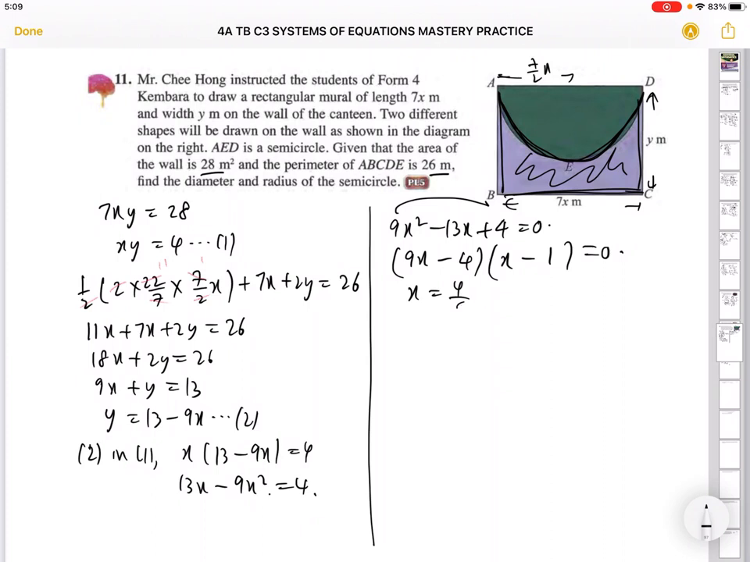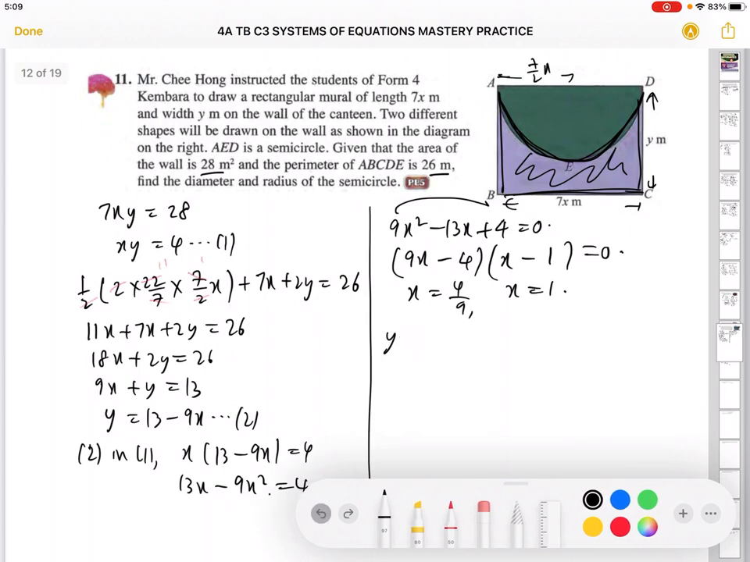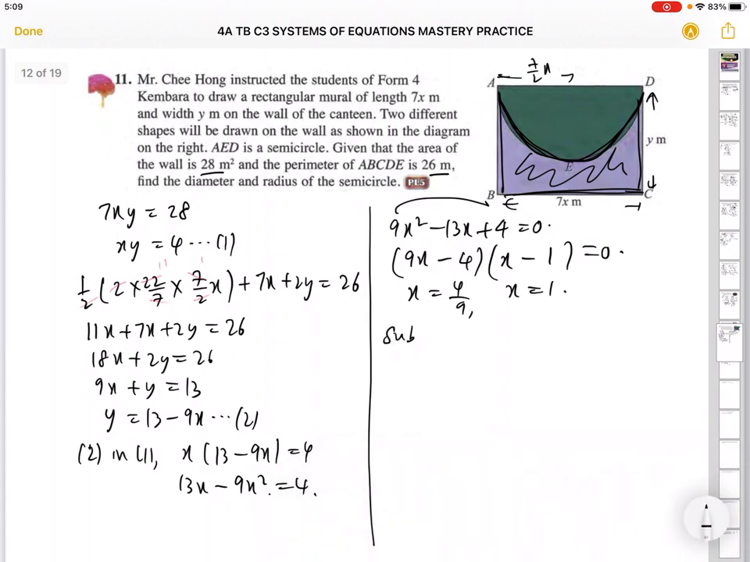You sub inside the equation. Okay, I'm going to sub inside equation 1, I think equation 1 is easier. Sub in equation 1: 4 over 9 times y is 4, so y is 9. 4 over 9 times y is 1, so y is 9 over 4. So we got two answers for x, two answers for y. But I haven't finished yet. I want to find the diameter and radius of the semicircle.